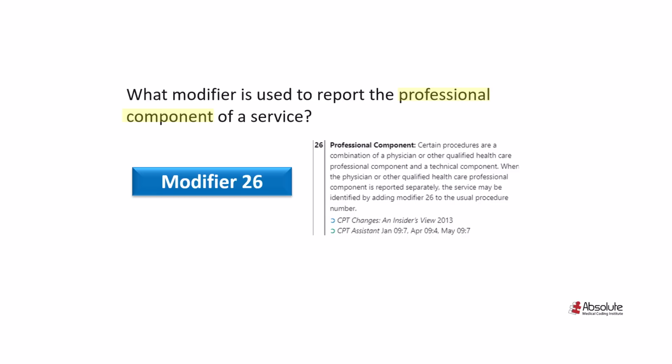So if we read the Appendix A definition, it says certain procedures are a combination of a physician or other qualified health professional component and a technical component. When the physician or other qualified healthcare professional component is reported separately, the service may be identified by using modifier 26 added to the usual procedure number. Okay, coders, that doesn't do it for me, and we are going to have a quick discussion about modifier 26. All right, so hang tight. But if you got that correct, outstanding.